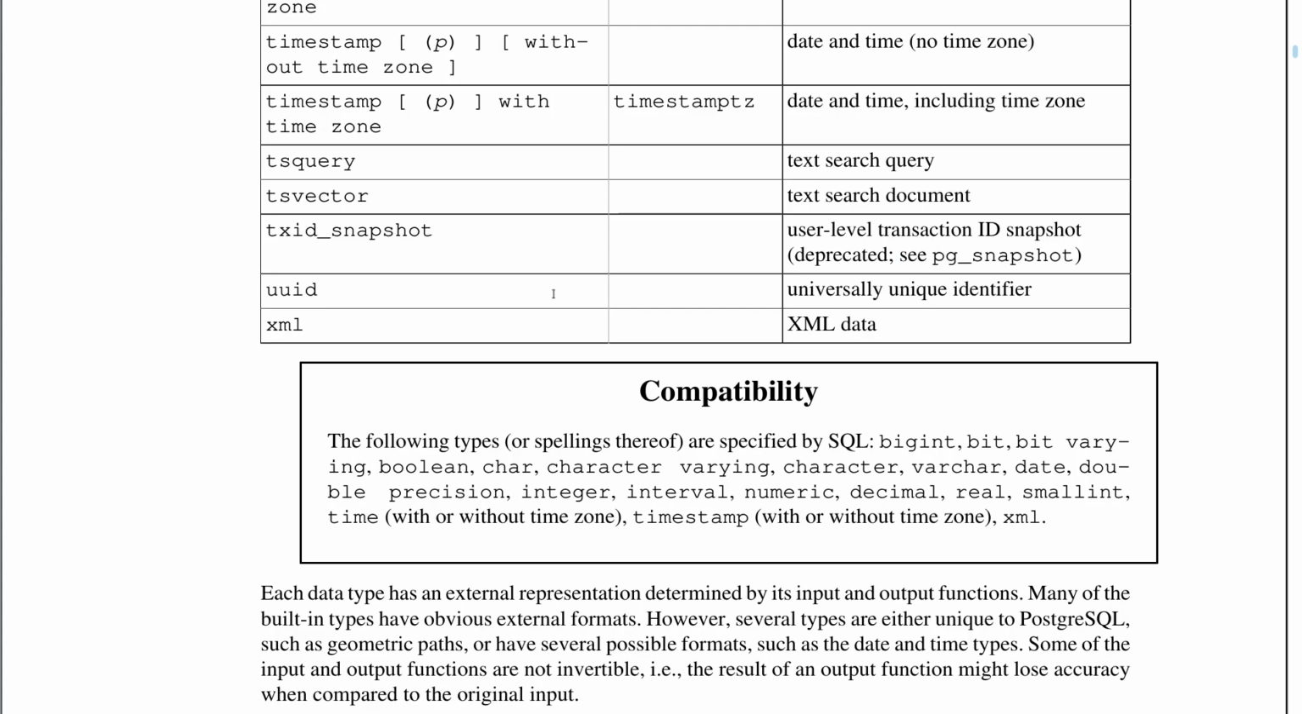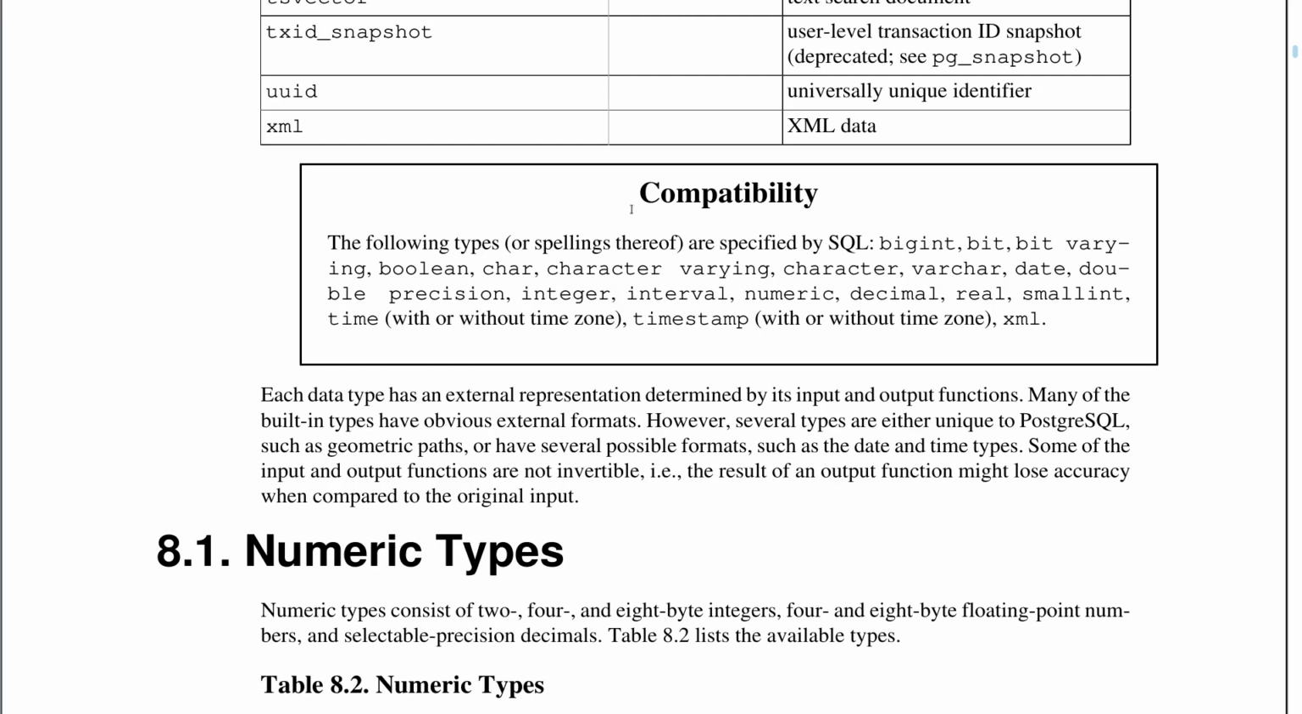UUID can be used to create primary keys instead of serial, useful in case of a distributed database. For example, when you are using the Citus extension, it can be useful. And XML is XML data, which we have not seen yet.